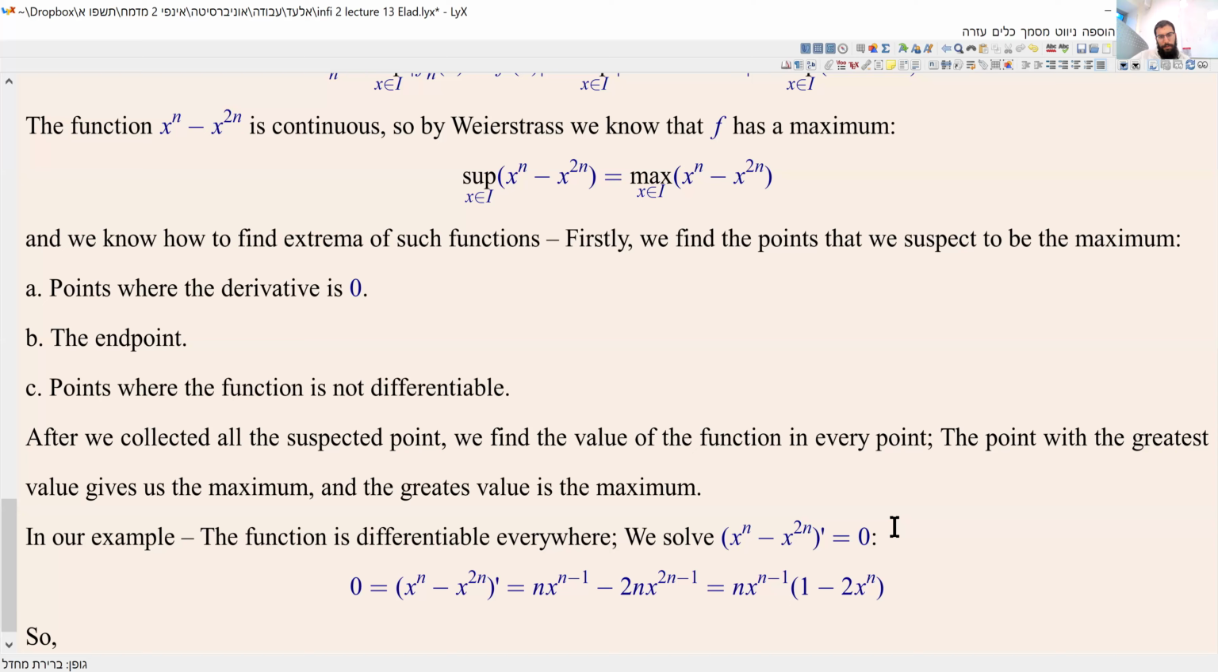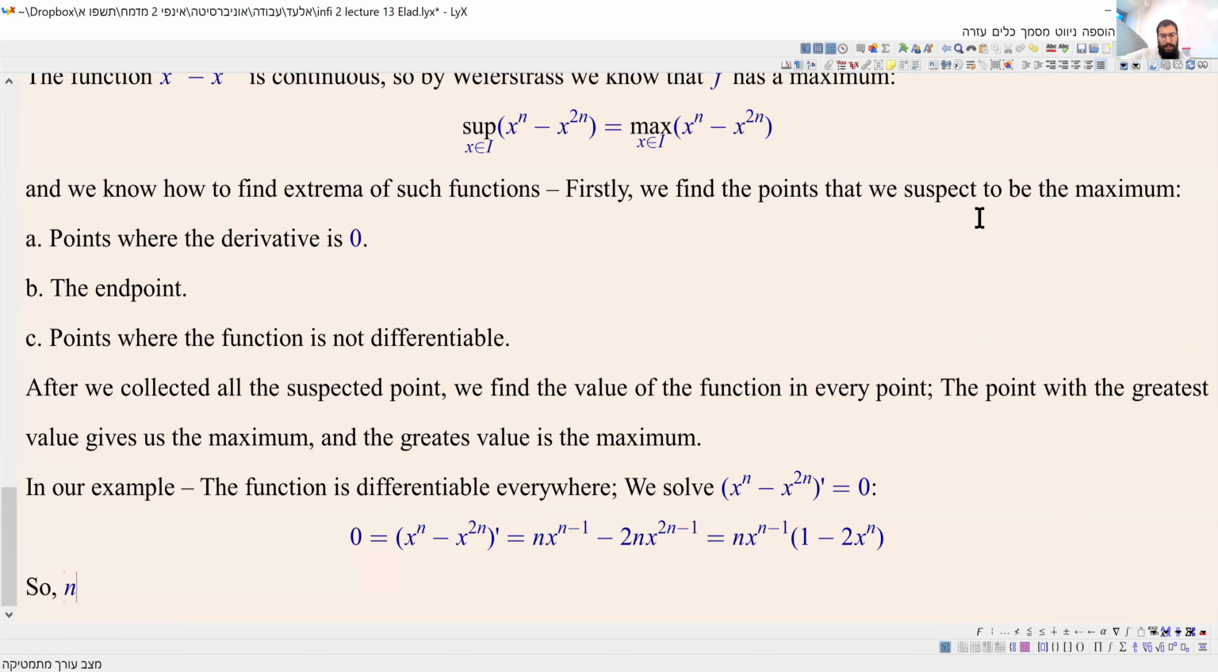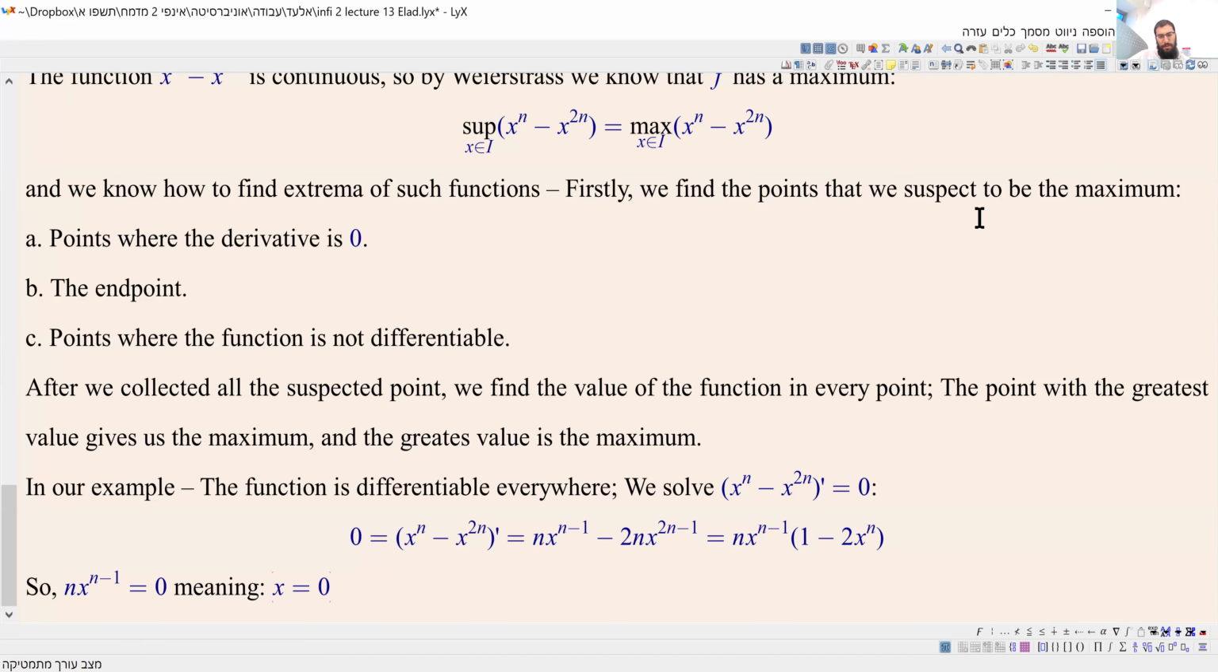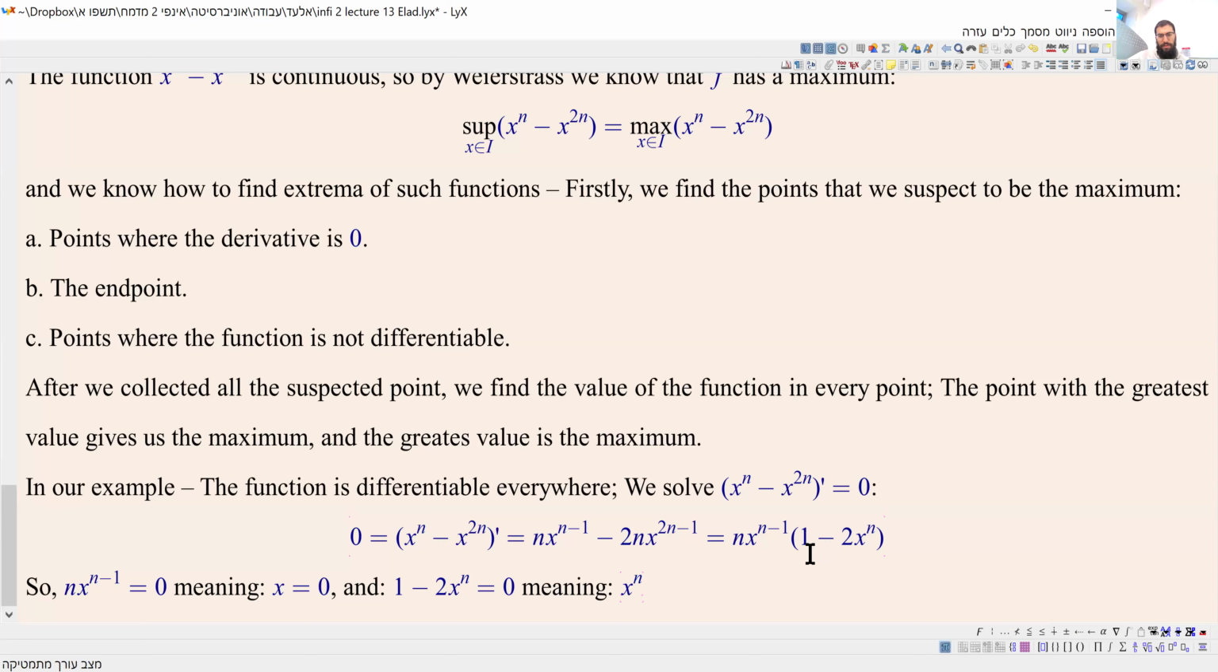So x to the n times (x to the n minus 1)... more or less. x to the n minus 1 is 0, meaning that x is 0. And 1 minus 2 x to the power of n is 0, meaning that x to the power of n is half, which means that x is the nth root of half.